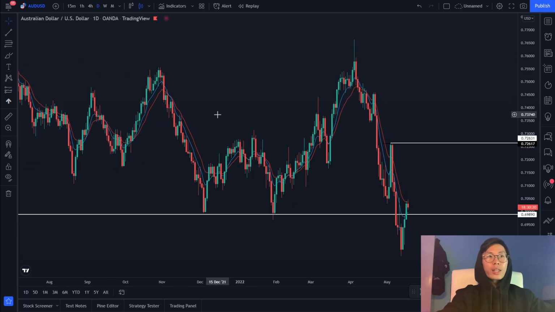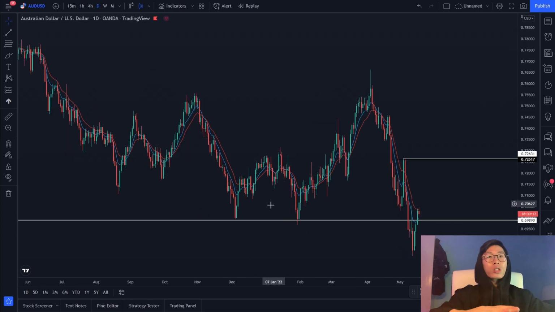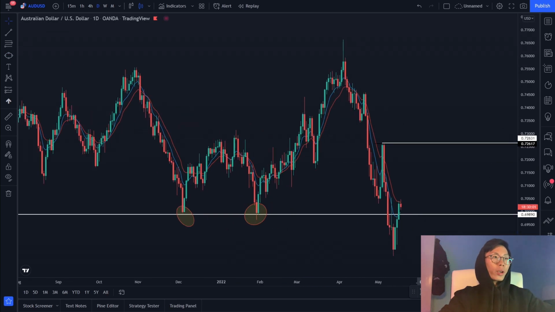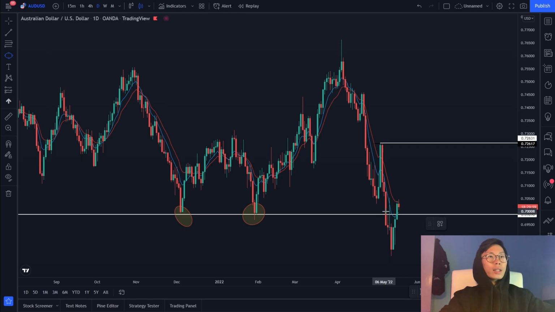So AUD/USD has just broken through a very strong support level. You can see this little white line that I've drawn here. This was a very strong support level that AUD/USD failed to break past twice. One time here, second time here. It failed to break and went back up. So it has finally broken through this support level.